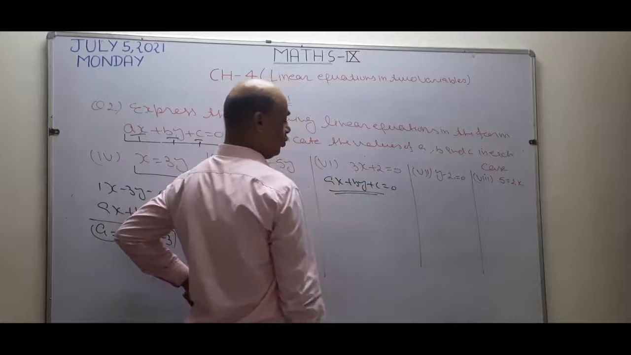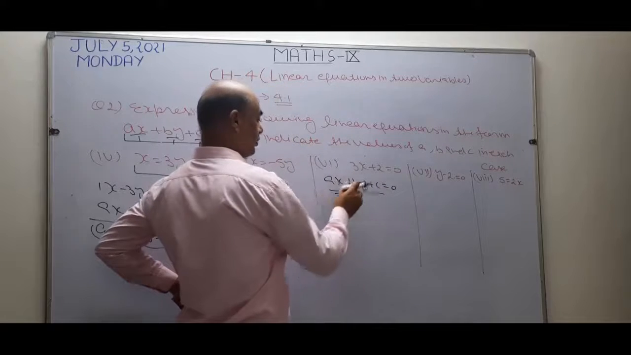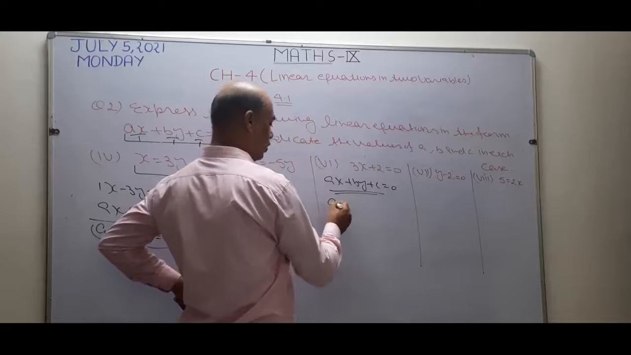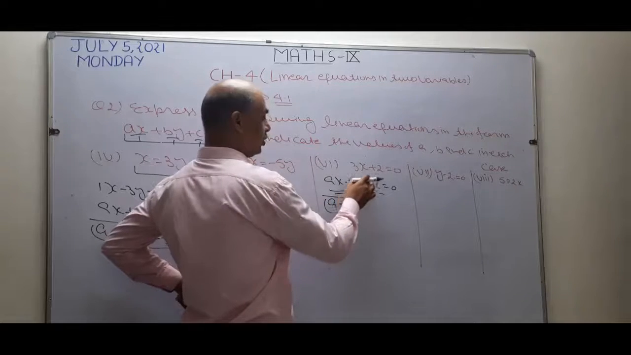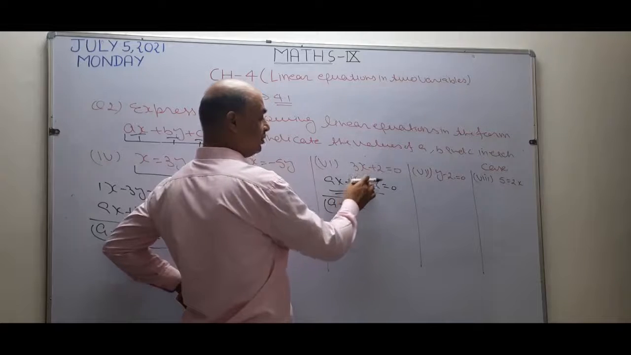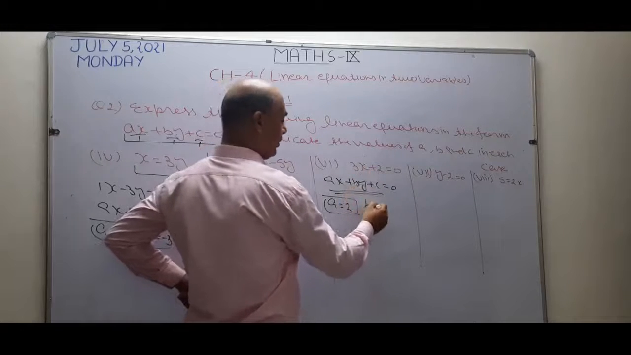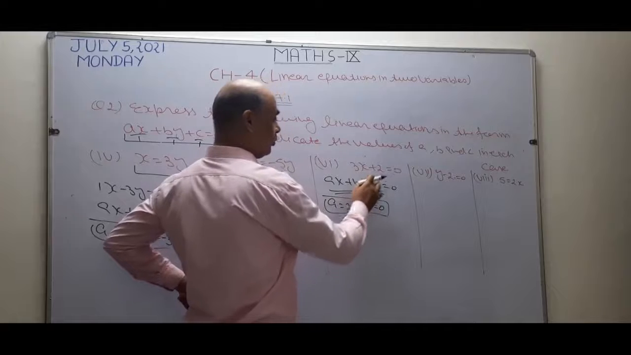of the linear equation in 2 variables. When I compare the coefficient of x, the value of a becomes 2. Now I want to compare the coefficient of y. Y is not there. It means when y is not there, the value of b becomes 0. Okay, the value of b becomes 0.